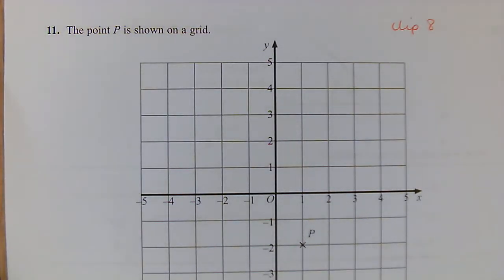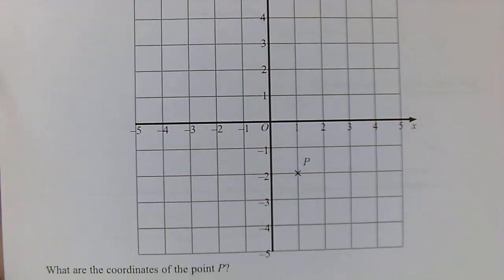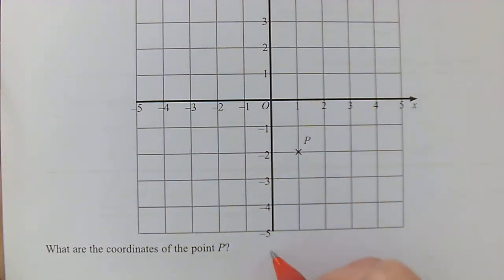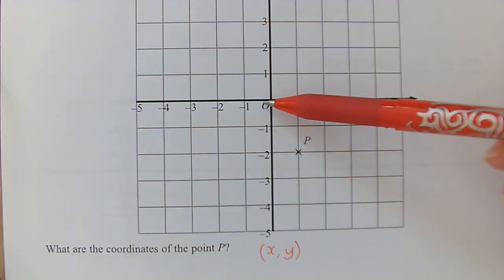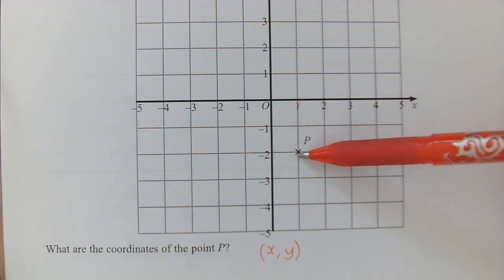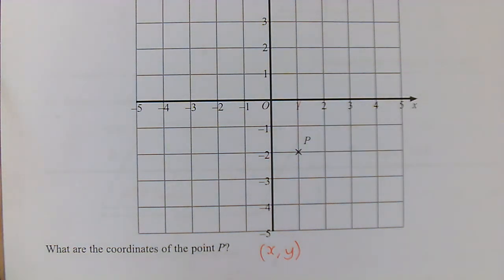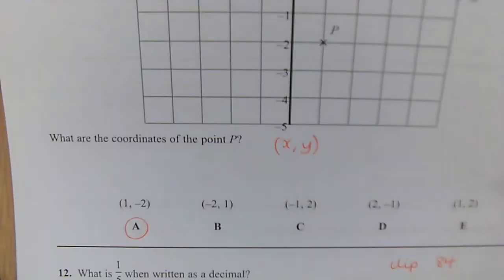We've got point P here on a coordinate grid. We just want to know the coordinates. Remember, our coordinates are in the format x, y. So we're going along the corridor and then up or down the stairs. So we have 1, -2, which is A.